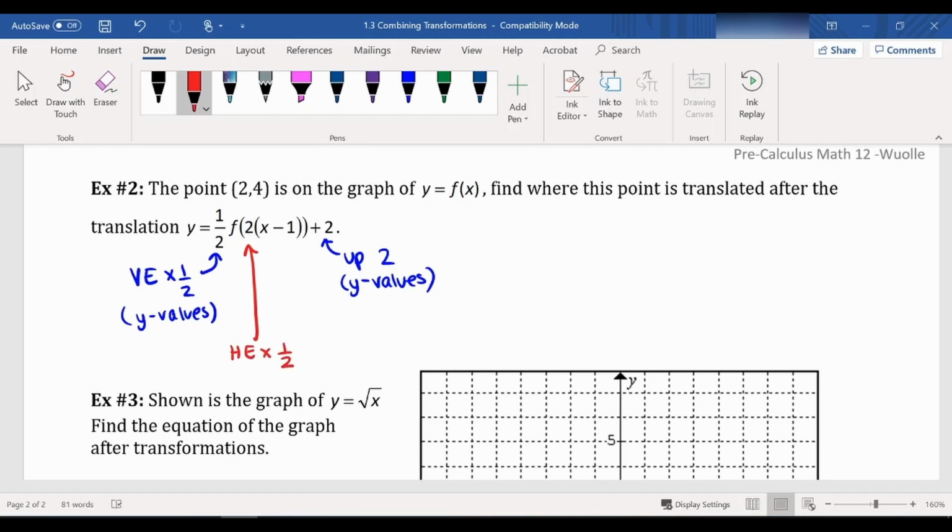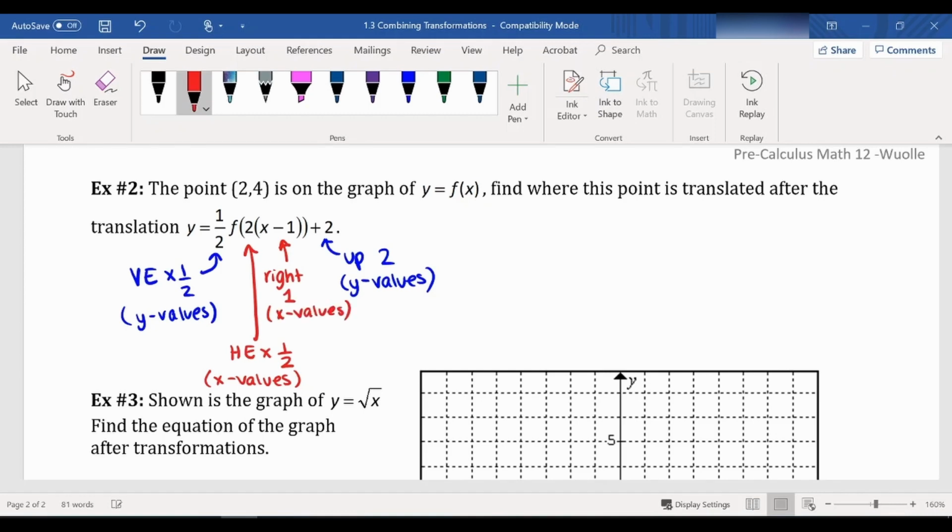Remember, it's not intuitive for the x's. It says 2, that actually means 1/2. This affects my x values. I also have the -1 in the brackets with the x. This also is going to affect my x values. This is my left right. It says -1, so this is actually right by 1, and this affects my x values as well.